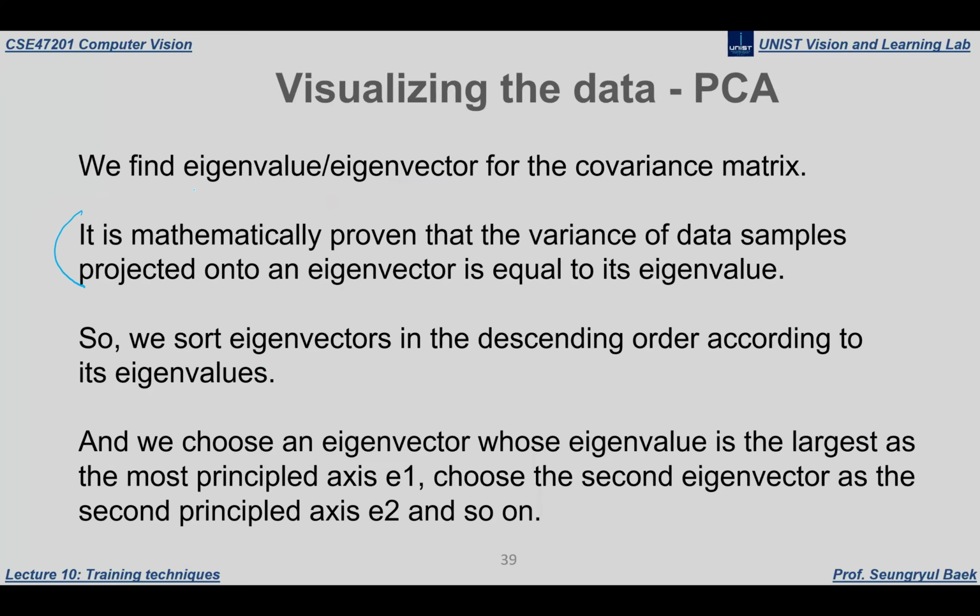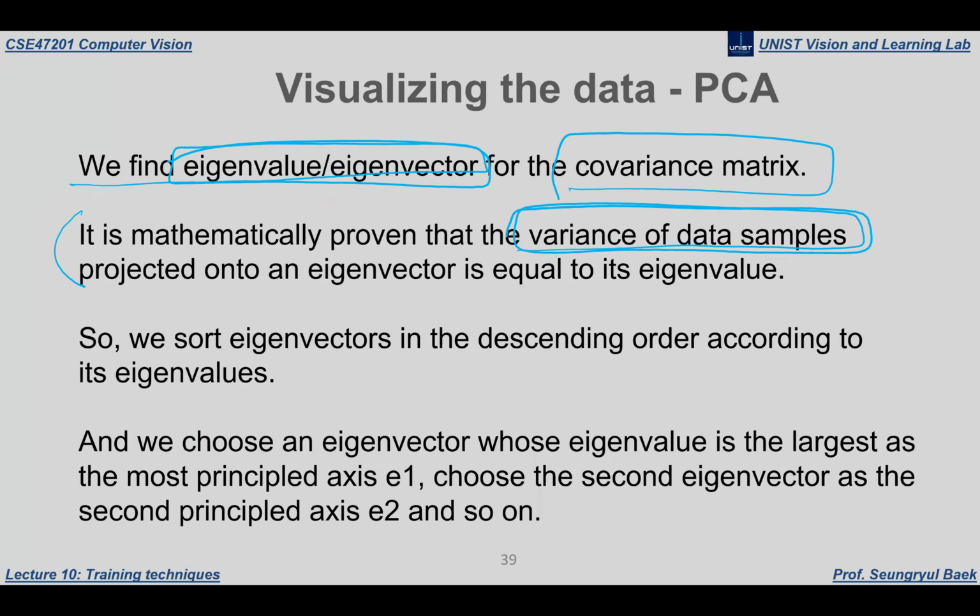I'm not sure you are familiar with this linear algebra. We first find the eigenvalue and eigenvector for the covariance matrix, and the variance of data samples. That is the way to find the principal component, which corresponds to the scale of the eigenvalue. At this stage, I think you can believe this method, believe this sentence.